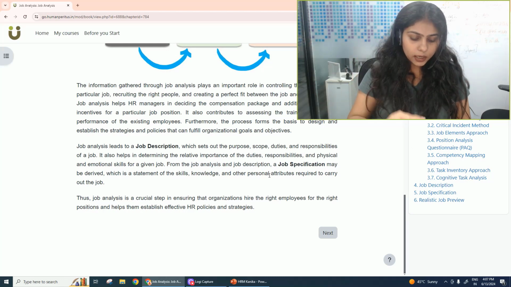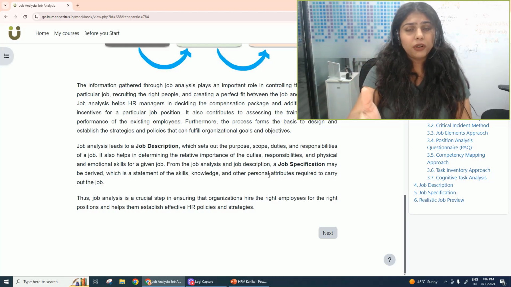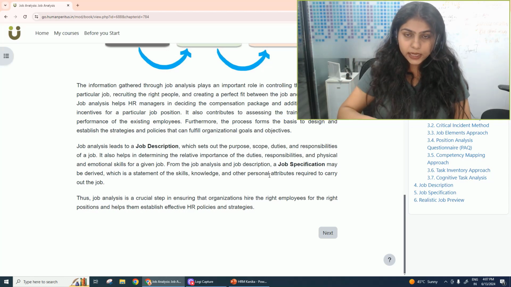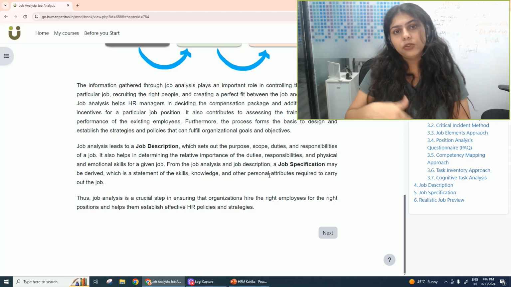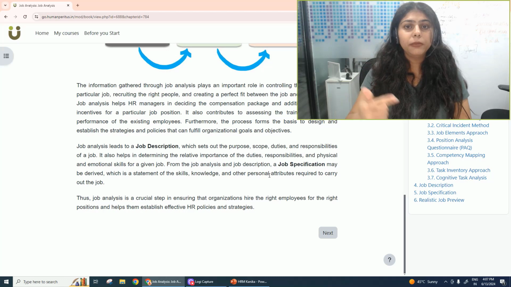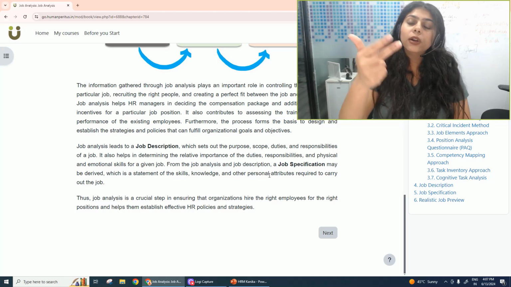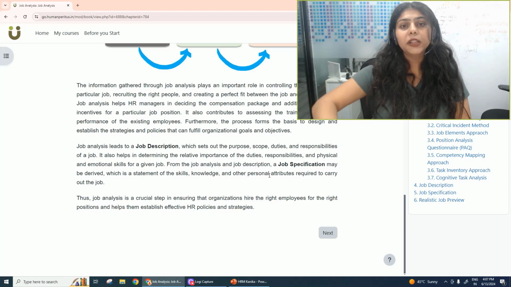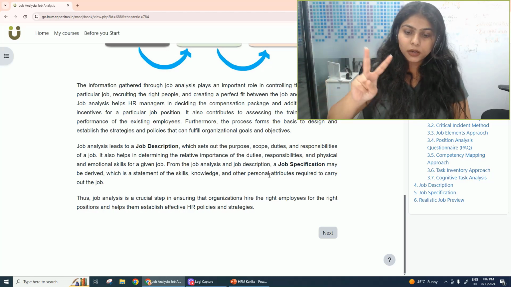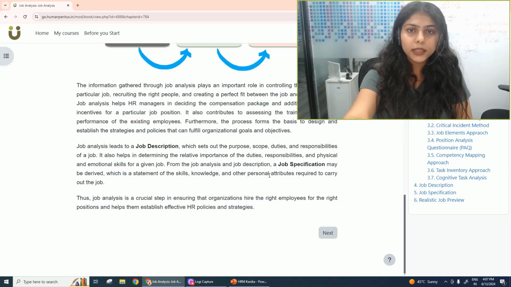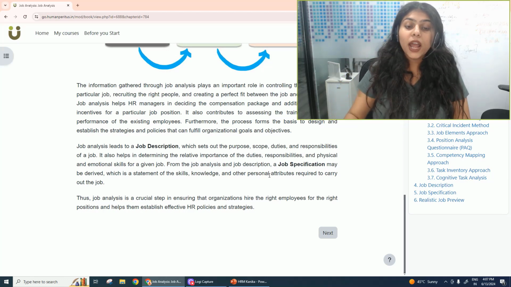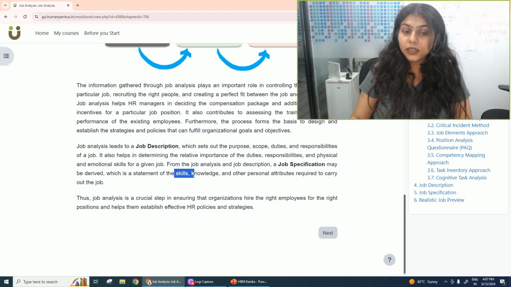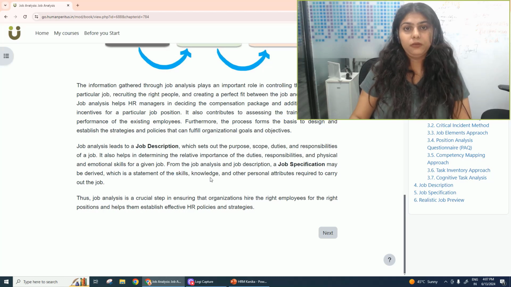So if I'm hiring for a sales position, I need you to have good communication skills. I need you to be a good communicator. I need you to be good with people because you have to interact. So interpersonal skills, those are two very important things that I need in this job. So I will be mentioning that under job specification.